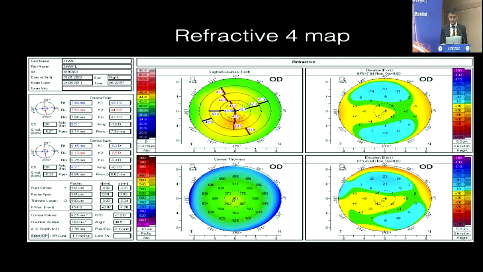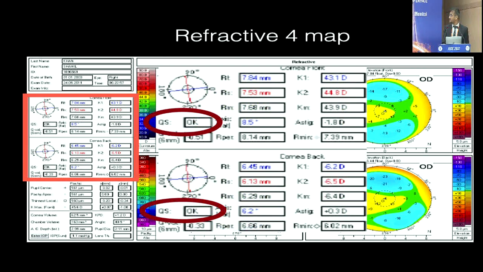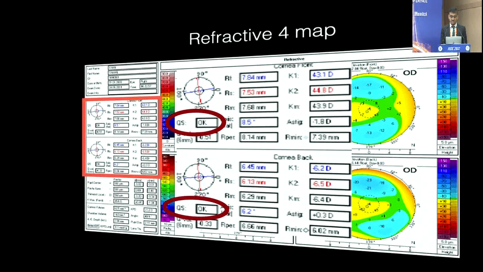The first is the 4-map refractive, and the first thing that you will see is the quality score. If it's okay, you would proceed to evaluate it. If it shows yellow, that means there are data gaps, you need to repeat the procedure. So that's the first thing that you will do.